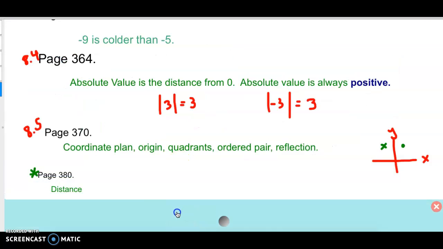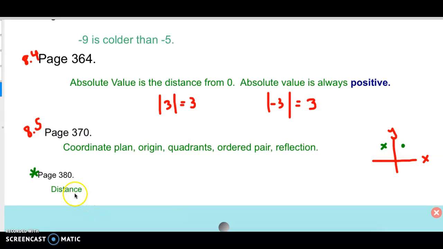And then if you're interested in the exceeds, there is one question about distance, so you could look at page 380 to be prepared for that. There is also an optional ordering of numbers with fractions and decimals, and there's one exceeds problem that's similar to that as well.